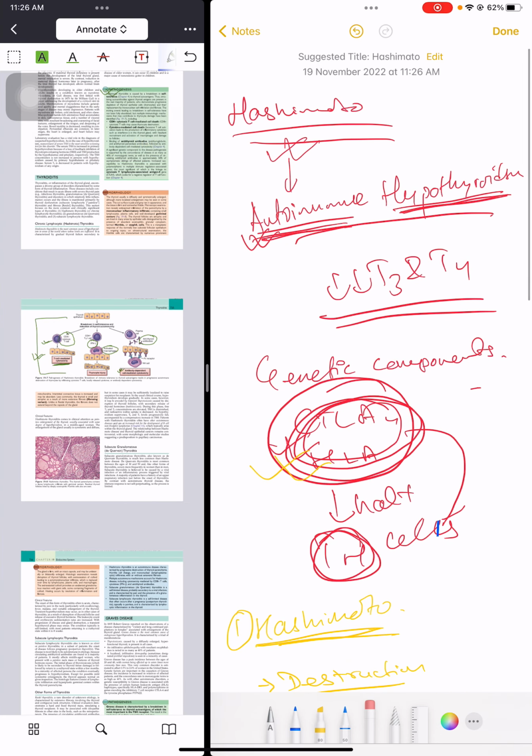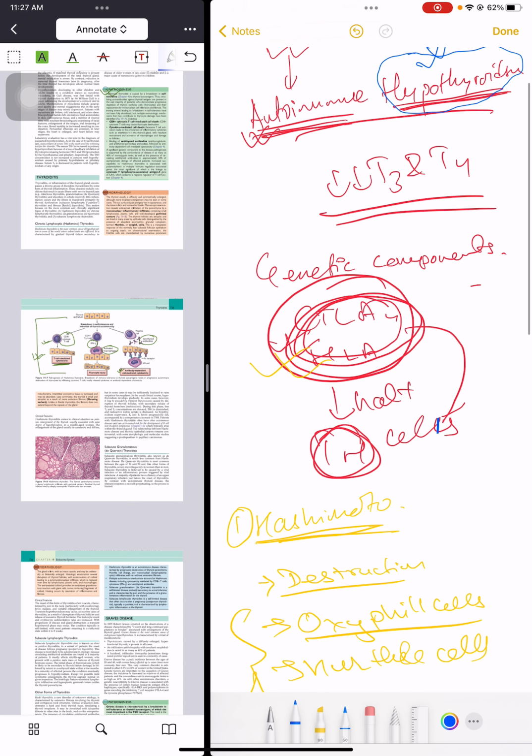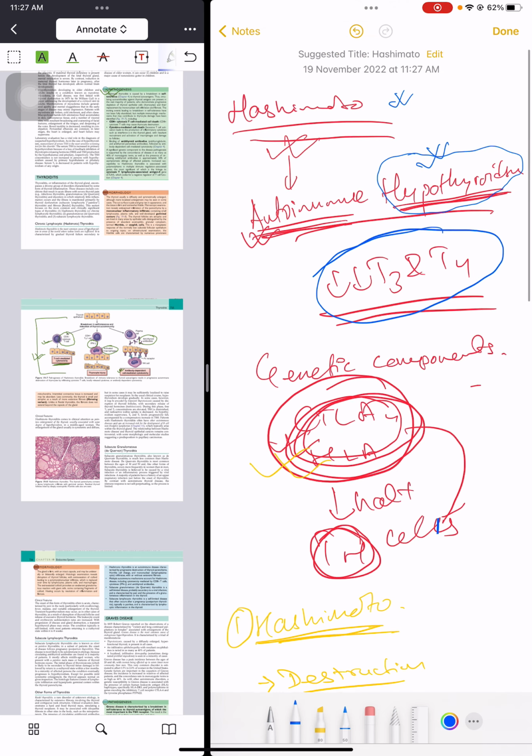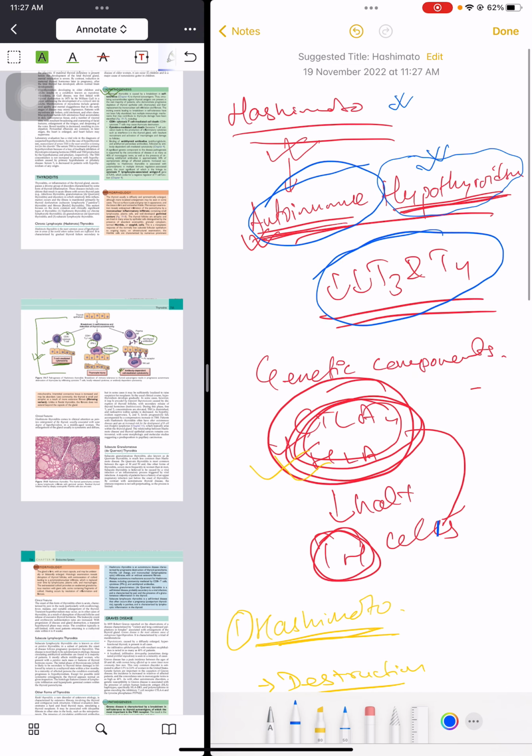A quick recap on Hashimoto thyroiditis. So Hashimoto is a component of autoimmune hypothyroidism. All the clinical features seen in hypothyroidism will be seen in these patients. Basically, hypothyroidism refers to a low amount of T3 and T4. And always remember, since it's an autoimmune disease, there is always a genetic cause.